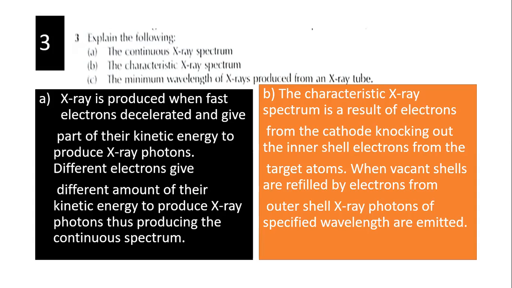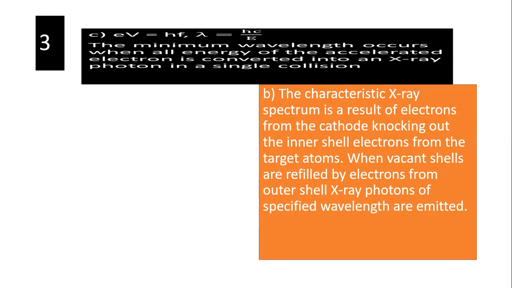How do you explain the minimum wavelength? Minimum wavelength occurs when all energy of the accelerated electron is converted into X-ray photon in single collision.